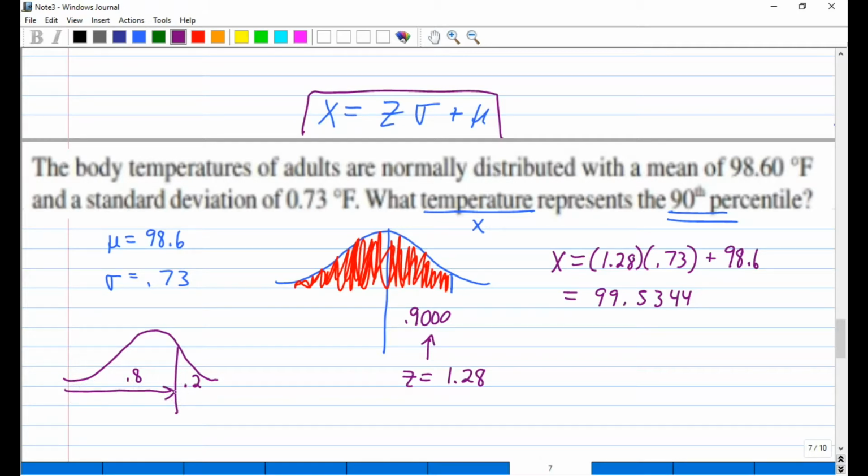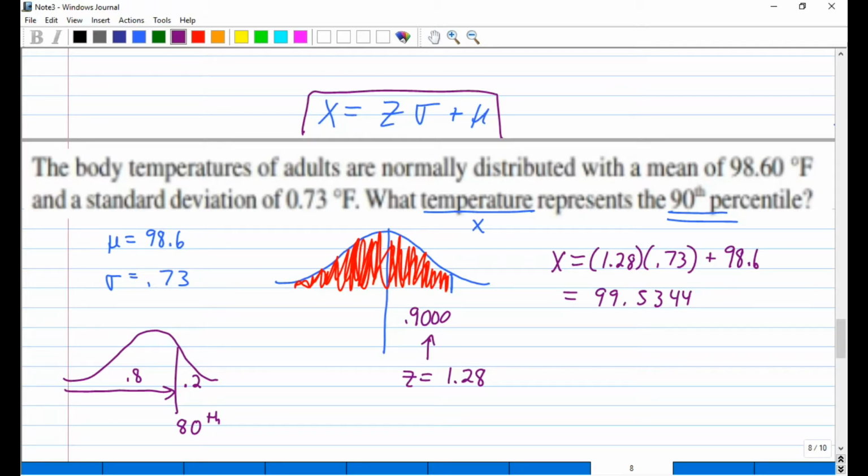left to right. So if I wanted to know what z-score corresponded to the 80th percentile, then I would have to look up an area of 0.8000, or get as close to it as I possibly could. So if I do that, that's 0.7995. That would be a z-score of 0.84, positive 0.84.